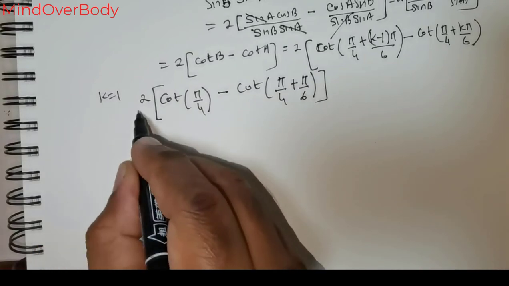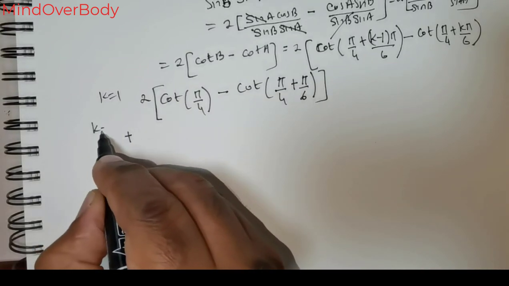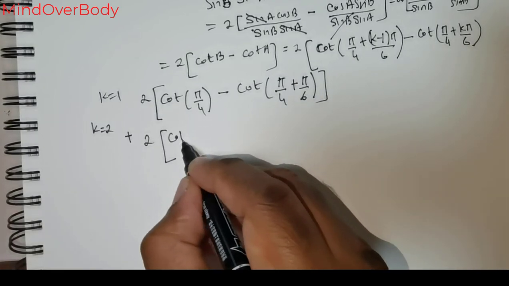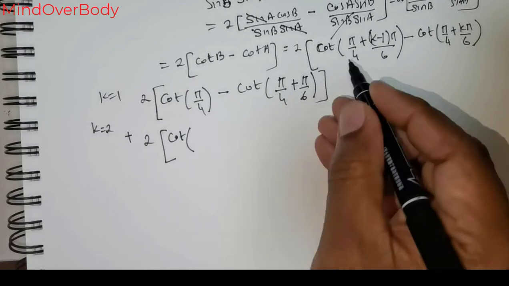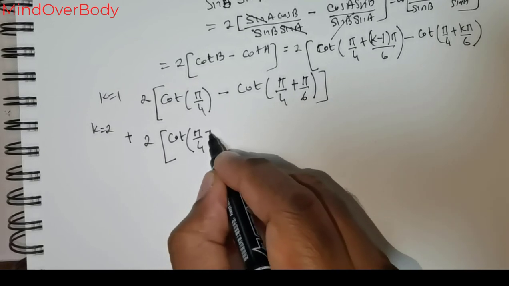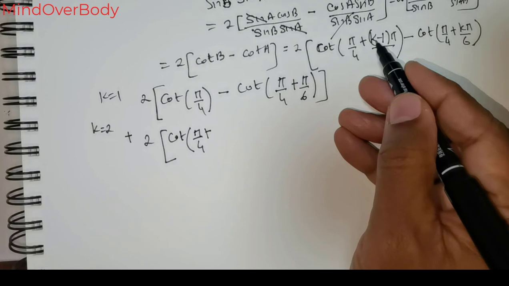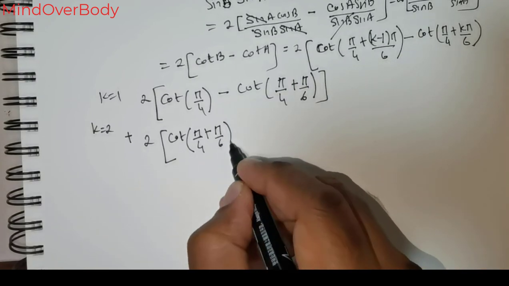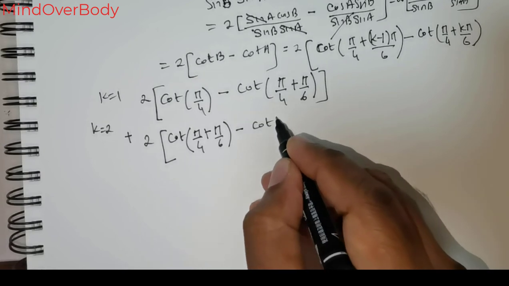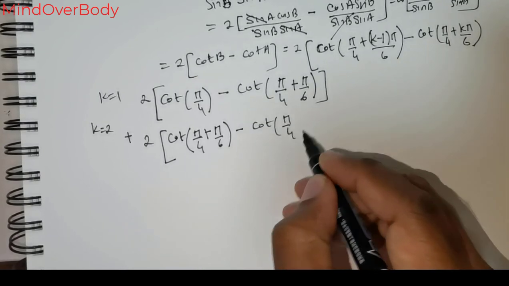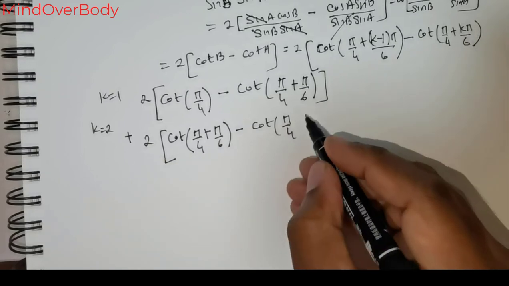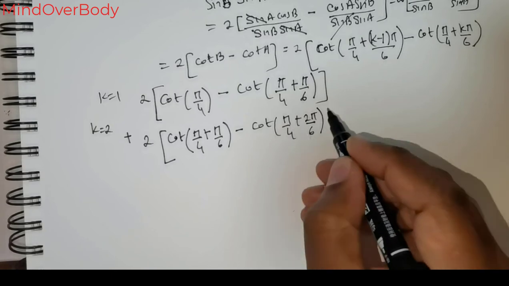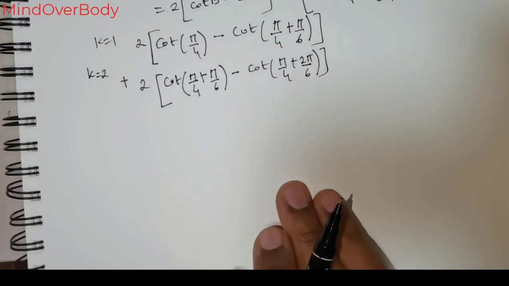Now followed by a positive sign and k is equal to 2. So it's going to be 2 times cot of pi over 4, since k is equal to 2 means this is going to be 2 minus 1. That's going to be 1. So I get cot of pi over 6 minus cot of pi over 4, k is equal to 2, so positive 2 pi over 6. I'm not going to simplify it. I'm just going to write it as it is.